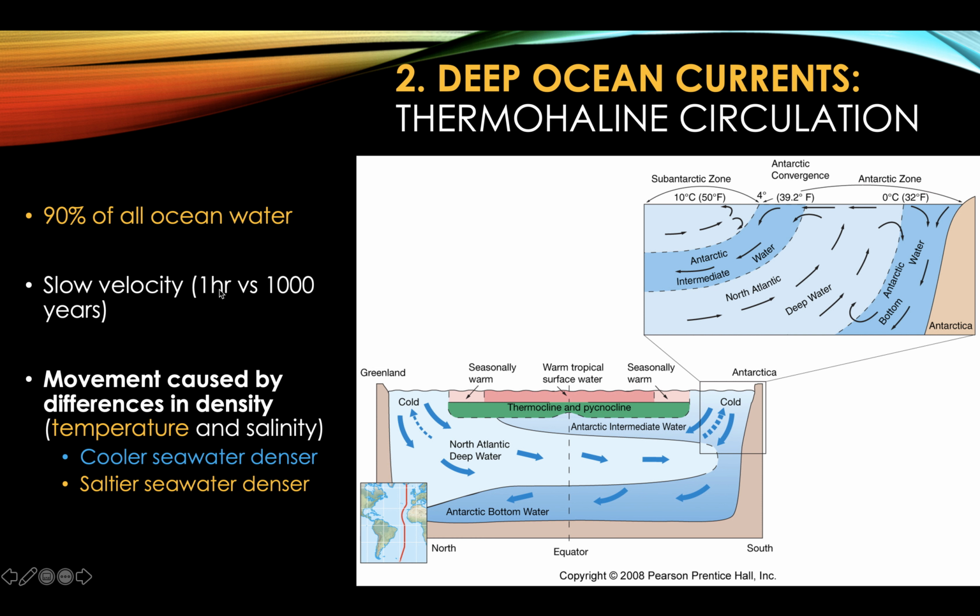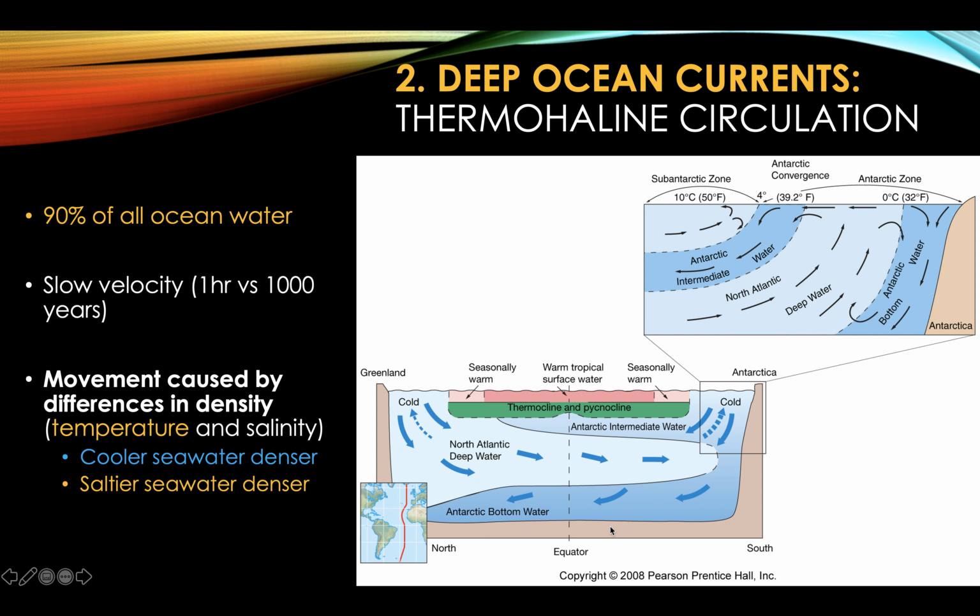Surface currents could move a specific distance in 1 hour that it might take a deep ocean current 1,000 years to move. Right? And that's because these currents don't move by the energy imparted by wind. Instead, they're moved by differences in density. So remember, back to your core concepts, colder stuff is more dense. So colder seawater will sink, warmer seawater will rise. Saltier seawater is denser because it has more of that sodium chloride in it. Less salty water will be less dense.